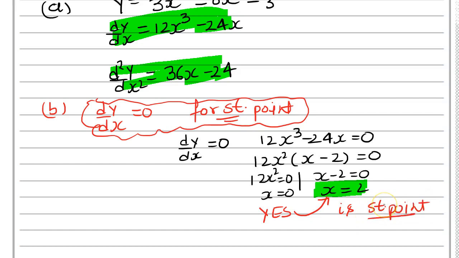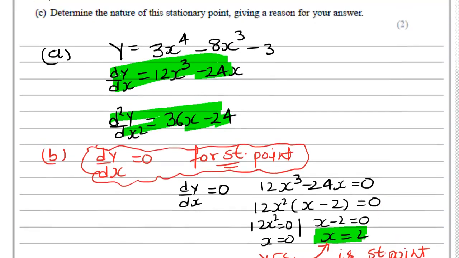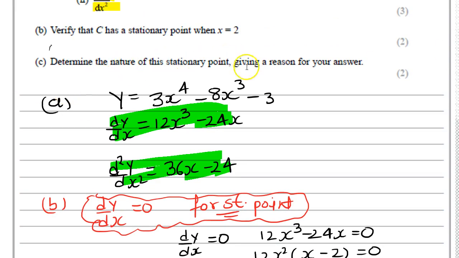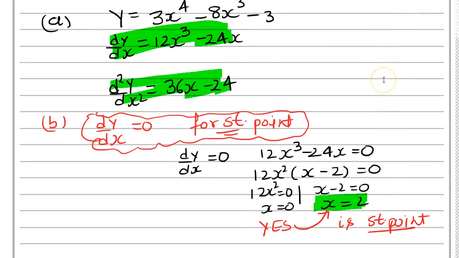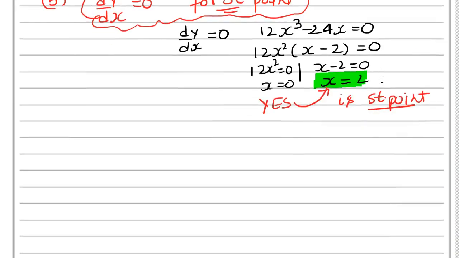Yeah, next question. Let's go for the question. Part c is saying determine the nature of the stationary point and give a reason for your answer. It is a 2 marks question. So you need to tell the nature of the point. For the nature of the points, what do you need to do? Any idea what we do about the nature of the points here? For the nature of the points, the process is you need to tell whether the point is a maximum or a minimum.